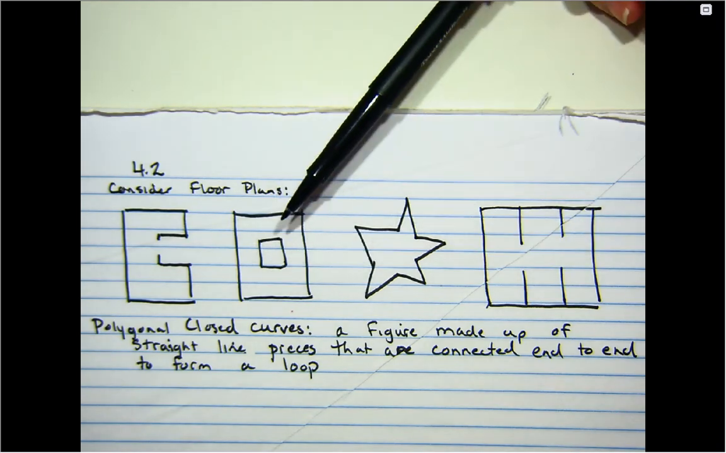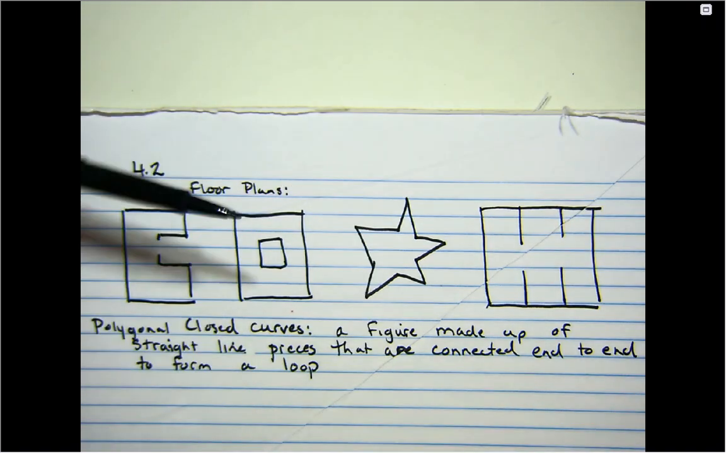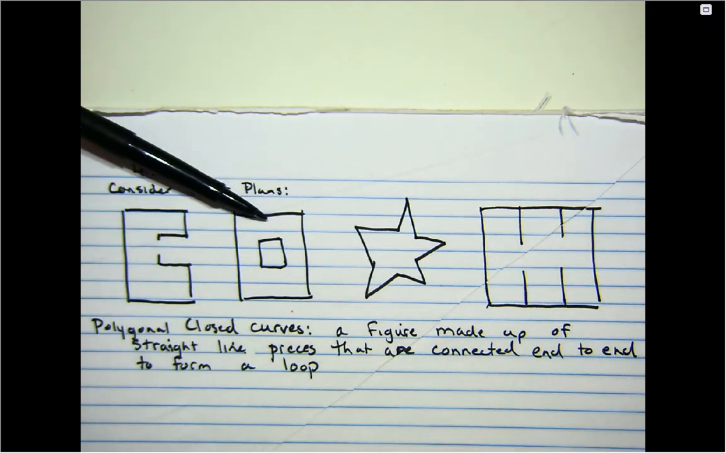How about the second figure? Why is the second figure not a polygonal closed curve? How does it fail the definition? Always go back to your definition. Because all the lines aren't connected, the lines don't meet. Yeah, the lines aren't connected. They don't meet. Yep. Okay.